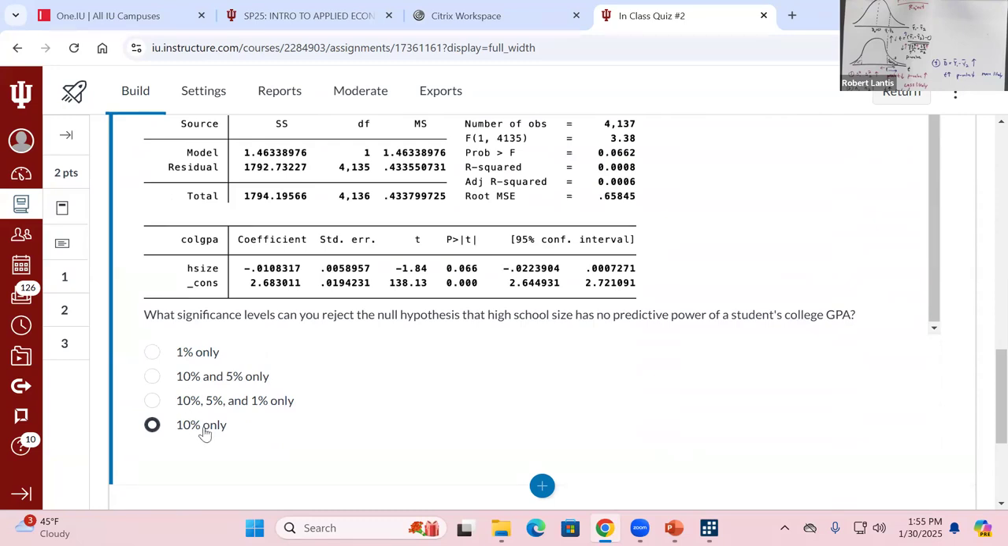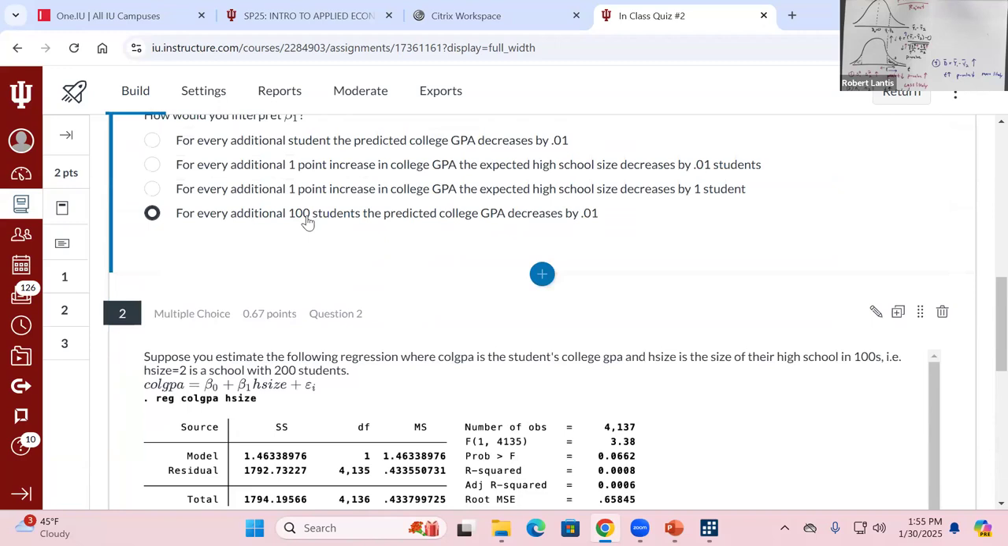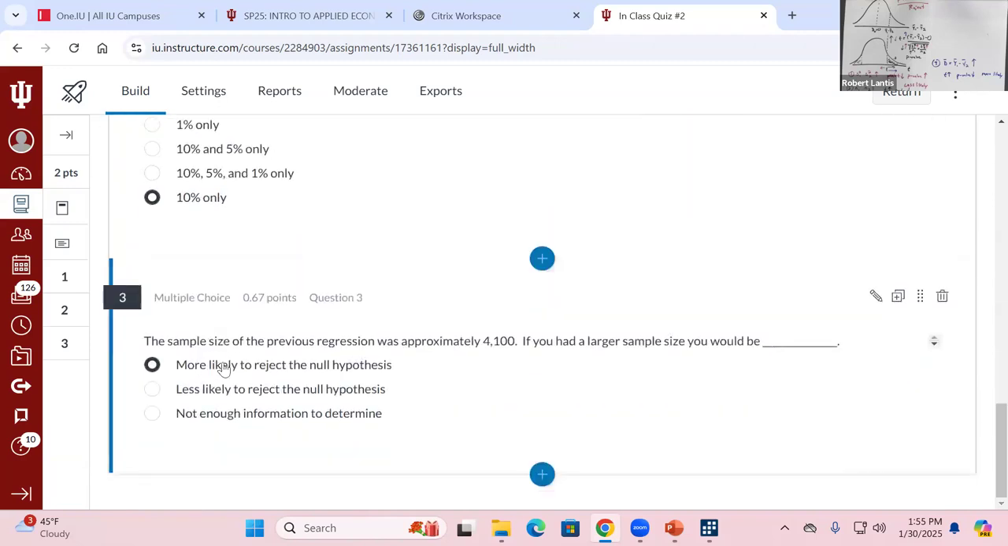It should be 10% only. So 100 students should be the option you choose, 10% only, and then more likely. Higher sample sizes apply the same way to stuff we talk about next week. I could have asked you this one about linear regression instead: if I have a higher sample size, what did we say that's going to do? It's going to increase my test statistic, which decreases my p-value, which makes it more likely I can reject the null. The same principles are going to apply when we move to future topics, even when we're talking about linear regression.